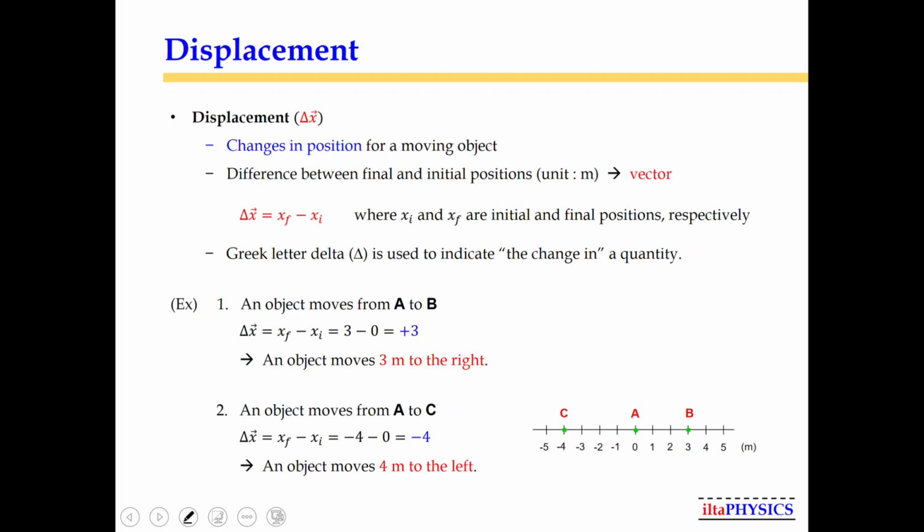Now, when the object moves, its position changes, and this change is called displacement. Since displacement includes both how far and in what direction the object moved, it's a vector quantity. By definition, displacement equals the final position minus the initial position. Let's think back to the same example from the previous slide. If an object moves from A to B, the displacement is plus 3 meters. It moved 3 meters to the right. If it moves from A to C, the displacement is minus 4 meters. It moved 4 meters to the left.